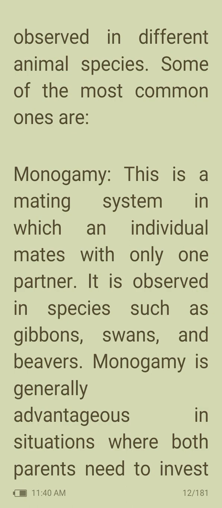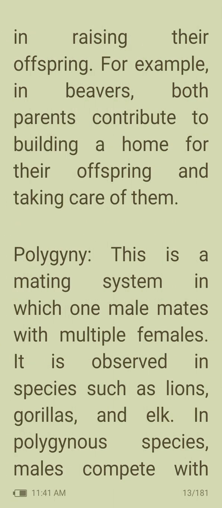Some of the most common ones are monogamy. This is a mating system in which an individual mates with only one partner. It is observed in species such as gibbons, swans, and beavers. Monogamy is generally advantageous in situations where both parents need to invest in raising their offspring. For example, in beavers, both parents contribute to building a home for their offspring and taking care of them.